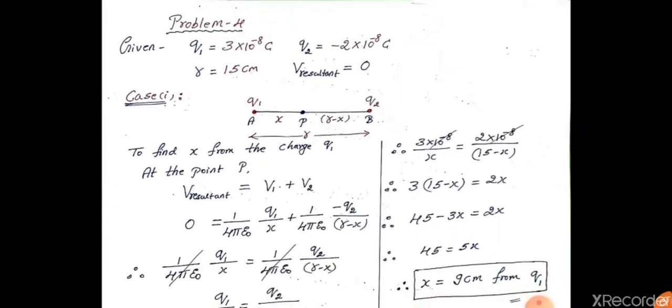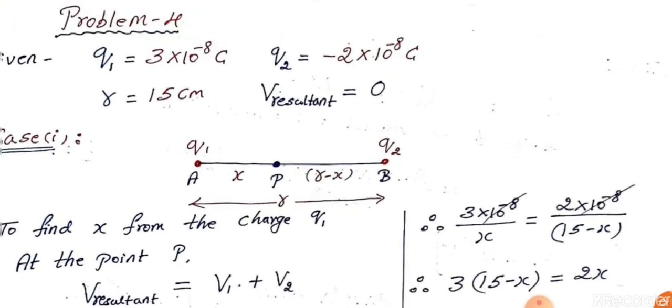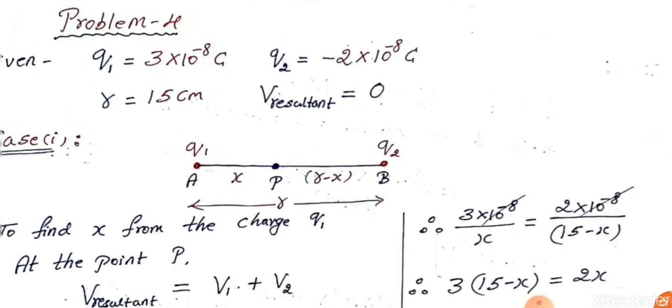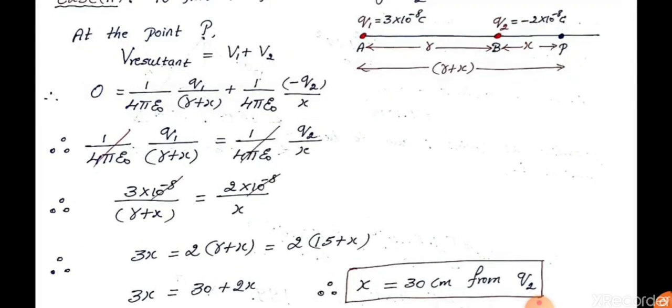Now in the next case, we take the point P next to the lower magnitude charge. Which is the lower magnitude of the two? The minus 2 into 10 power minus 8 coulomb. The plus 3 is the greater one, and minus 2 into 10 power minus 8 coulomb becomes the lowest magnitude. So in the next case we take the point P next to q2. Observe case 2.